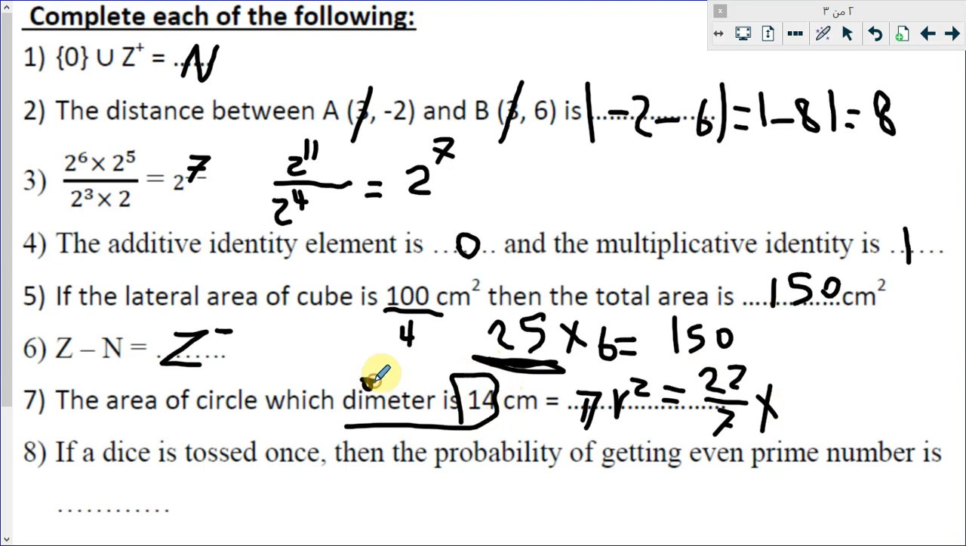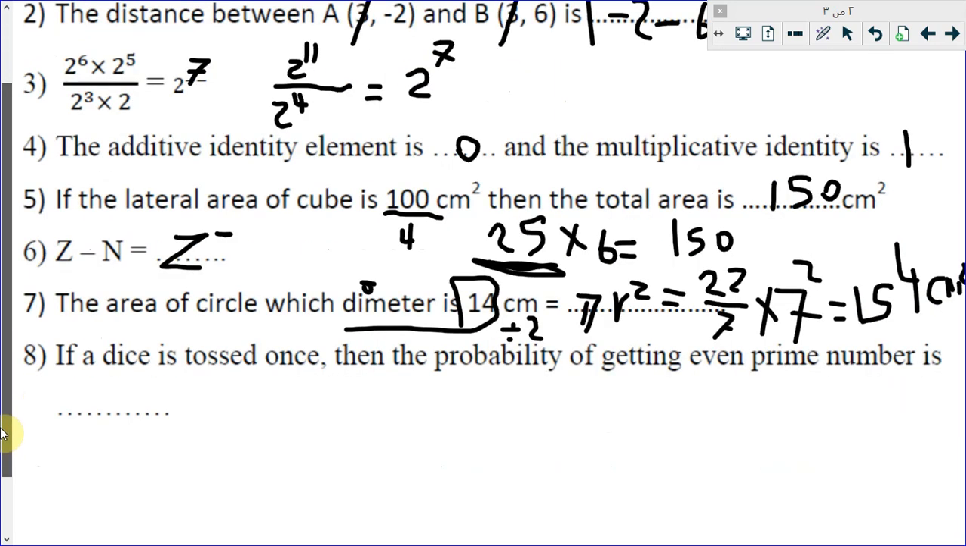Diameter equal 14, and we want the radius, so we should divide by 2. To find the radius, 14 divided 2, it will be 7. And don't forget power of 2 and put it in your calculator. It will be 154 centimeters square.